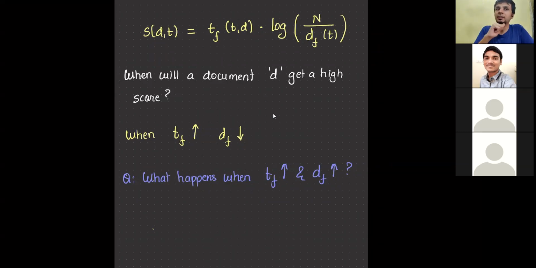What would happen then? Given this formula, what would happen when my term frequency is high and document frequency is high? It will be average. Will it be? The logarithm will definitely decrease it. So the ratio will be 1 basically, and log 1 is 0. So TF multiplied by 0 would be 0.